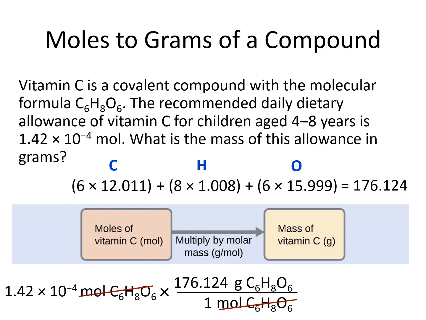We do 1.42 times 10 to the minus 4 times 175.124, which gives us 0.0250 grams of vitamin C.